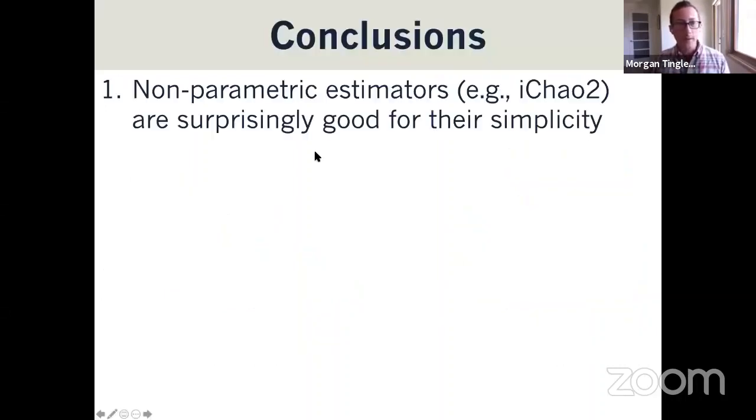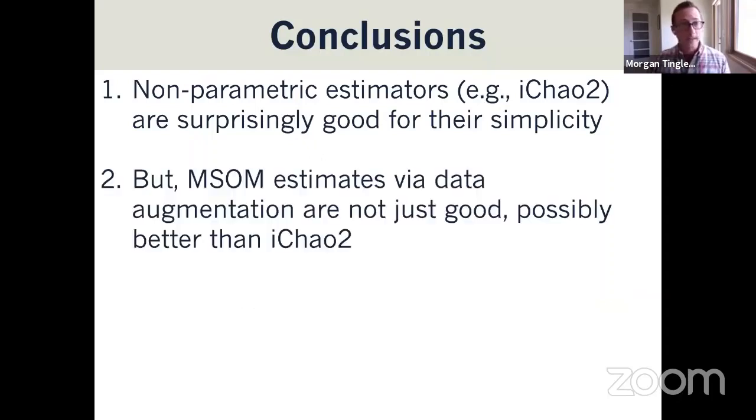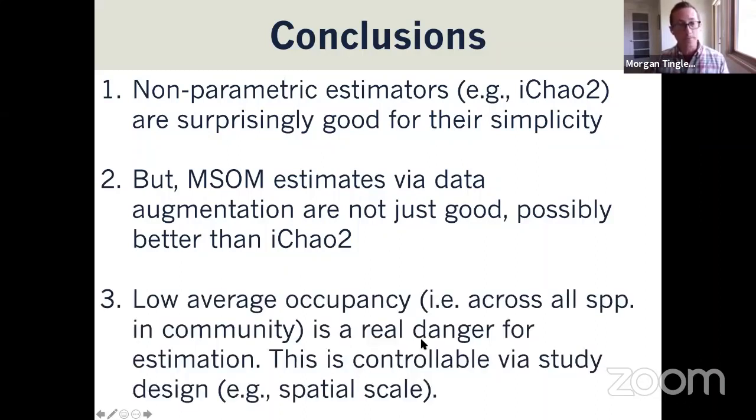The first is that non-parametric estimators such as iChao2 are surprisingly good for their simplicity. I'm not trying to say you shouldn't use them. I think they're fantastic. But if you're worried or curious about these multi-species occupancy models, they actually do a really good job using data augmentation and estimating gamma diversity, and probably better than iChao2. At the same time, low average occupancy across all species in a community is a real danger for estimation. This is controllable via study design, such as spatial scale, but it's something to watch out for depending on how you've designed your study and the data you have.